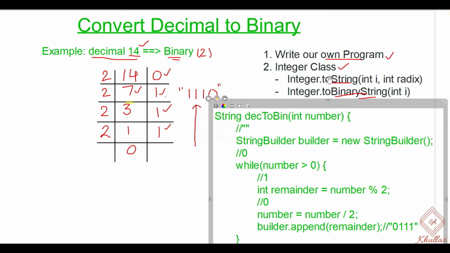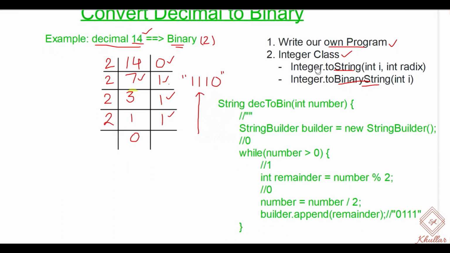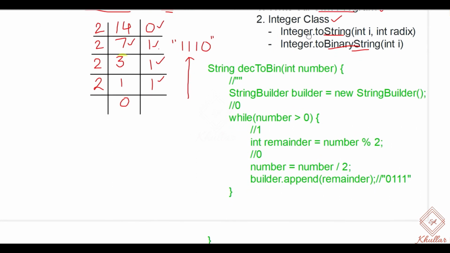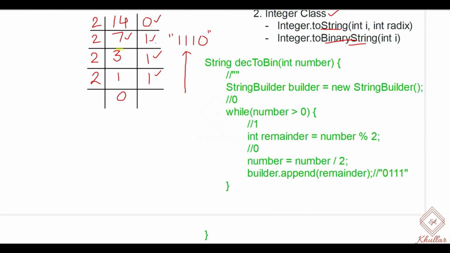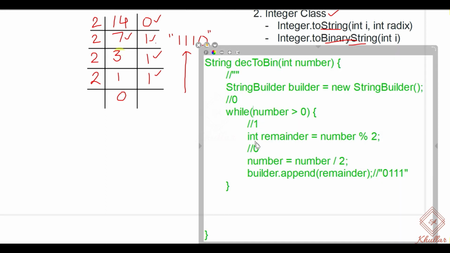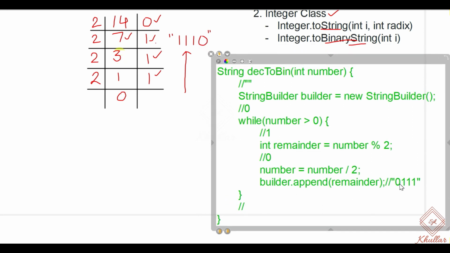So let's move a bit. Now it will come out of the loop. When it comes out of the loop, it means our conversion is done, right? So what we are getting in our builder as binary is 0011.